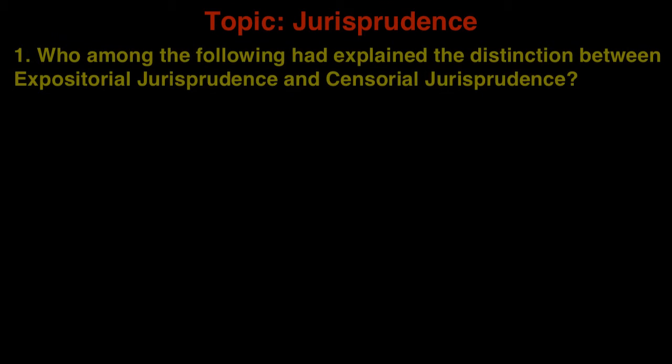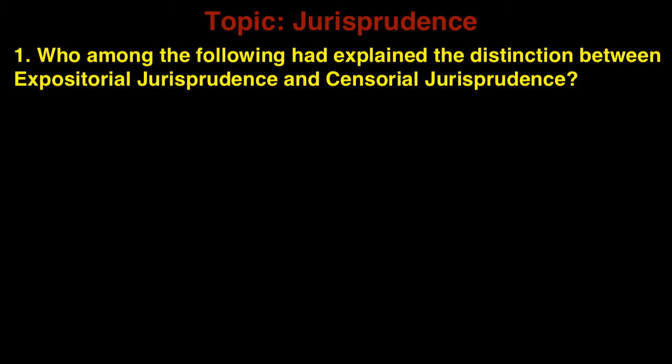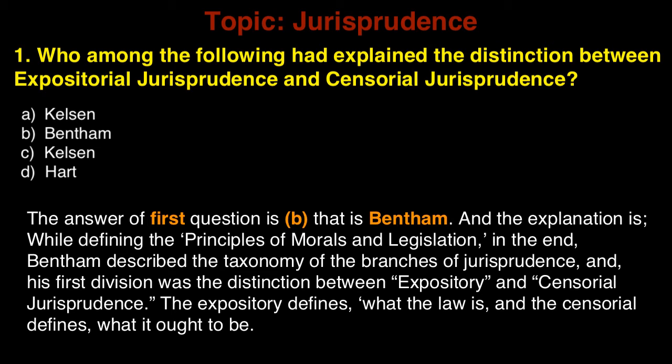Topic: Jurisprudence. 1. Who among the following had explained the distinction between expositorial jurisprudence and censorial jurisprudence? A. Kelsen. B. Bentham. C. Kelsen. D. Hart.